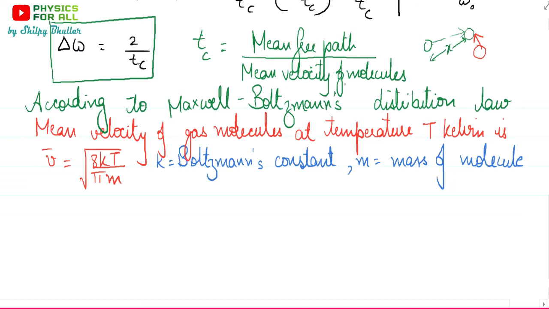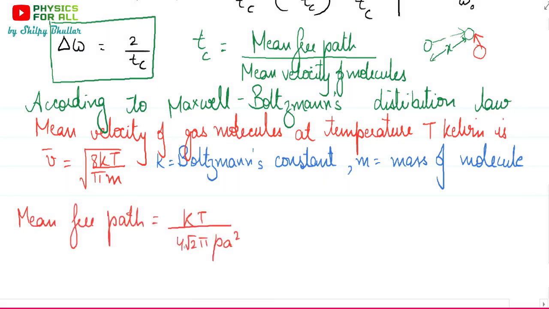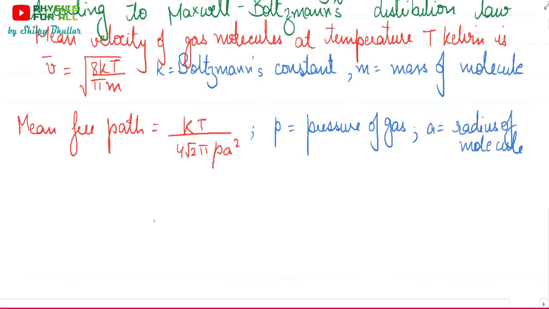We need to know the mean free path and also the mean velocity of molecules if we want to determine the average time of collision. Here k is the Boltzmann constant, m is the mass of the molecule, and T is the temperature in Kelvin. 8 is a number, pi is a constant. So this is the expression for mean velocity of gas molecules which we need to know. And the mean free path is kT upon 4 under root 2 pi p a square. This is the expression for the mean free path of a molecule or atom. Here p is the pressure of the gas and a is the radius of the molecule. If we have these two terms, then we can find out Tc.